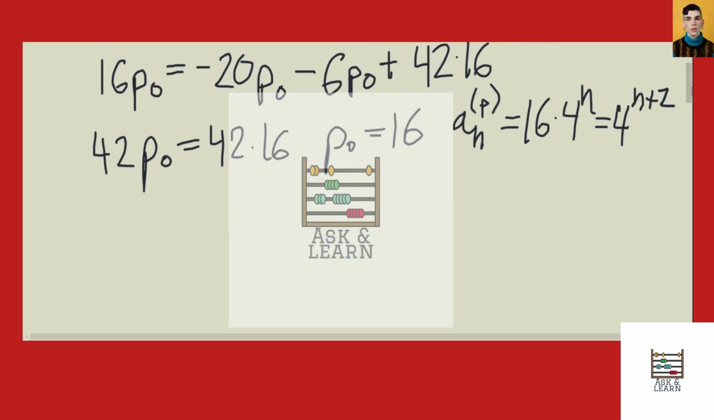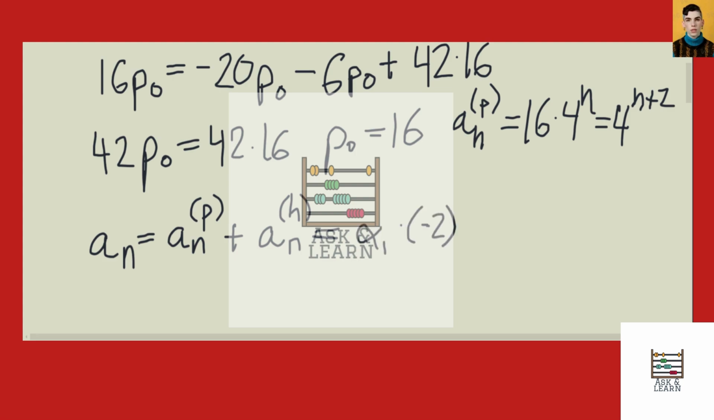And all solutions have the form a_n, which is equal to the particular solution plus the general solution to the homogeneous equation. And this is equal to alpha 1 times (-2)^n plus alpha 2 times (-3)^n plus 4^(n+2).